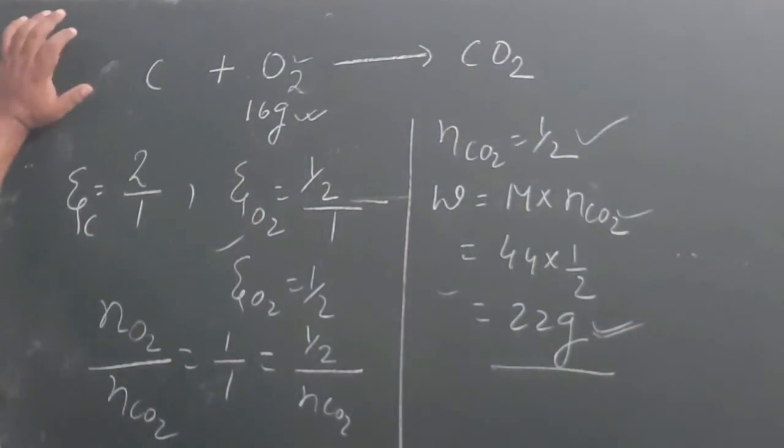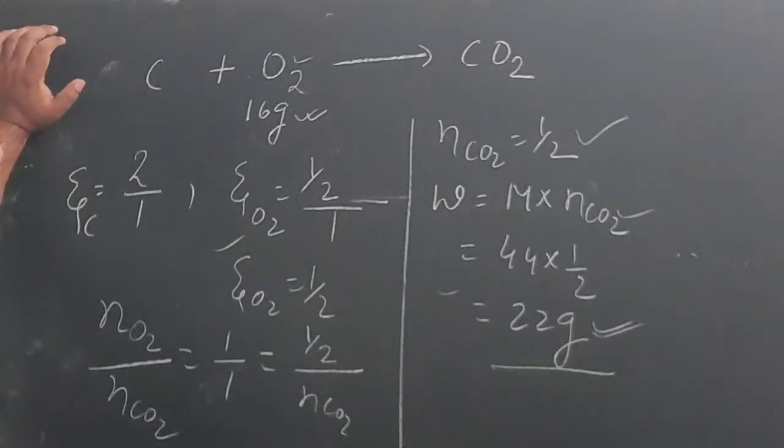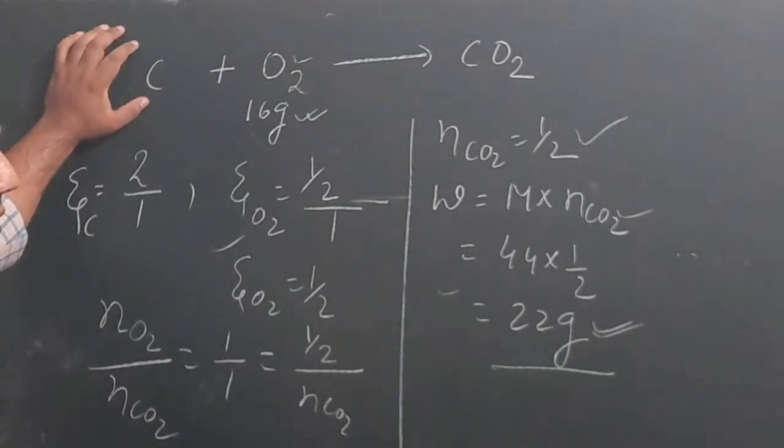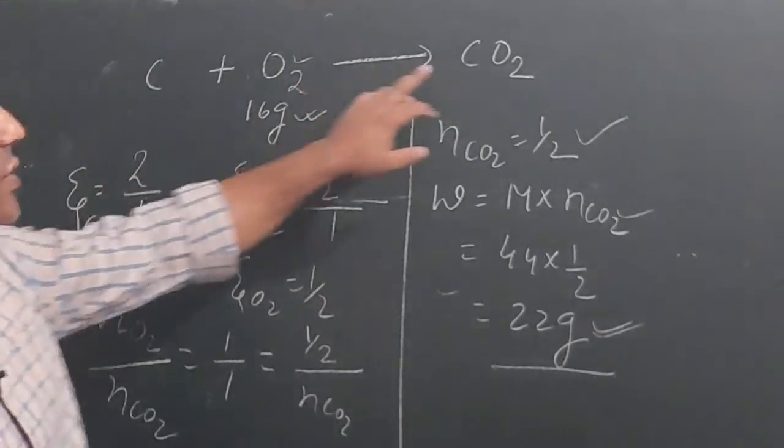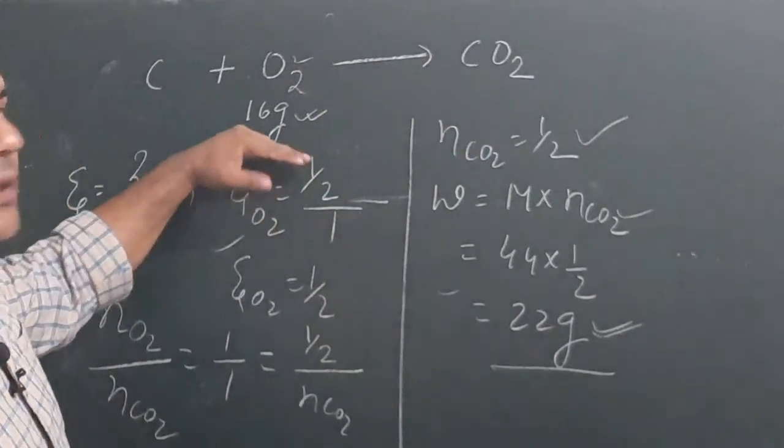So here by the second and third example we can see that no matter how much amount of carbon is taken, the amount of carbon dioxide produced is determined by the limiting reagent.